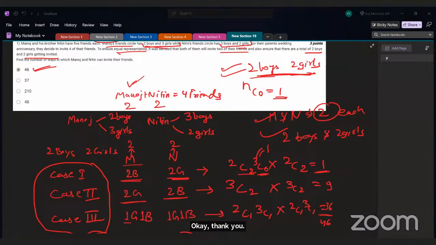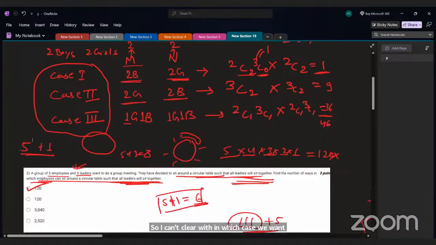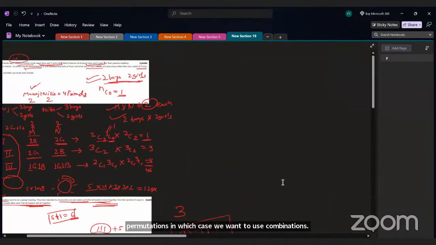Sir, I can't figure out in which case we want to use permutations and in which case we want to use combinations. Can you explain this, sir?